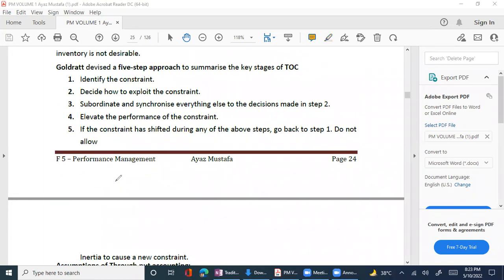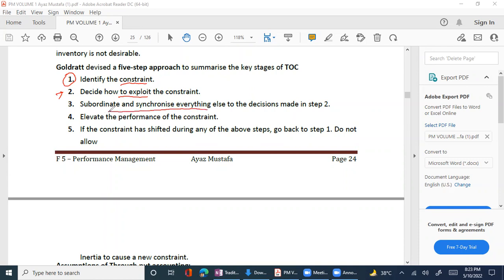There are 5 steps. The first one is to identify the constraint. I have made it clear to you how to identify a constraint. Constraint means a bottleneck. We will find the production capacity of each process. Then the process with the least production capacity will be known as a constraint. The second step is to decide how to exploit the constraint. Exploit means to get a maximum benefit under this limitation.